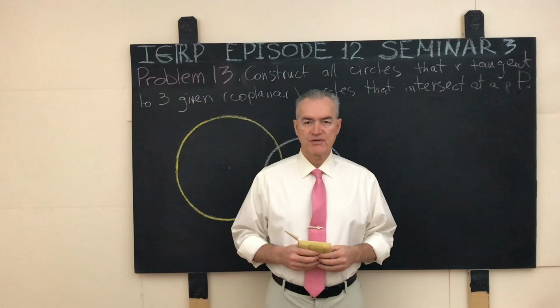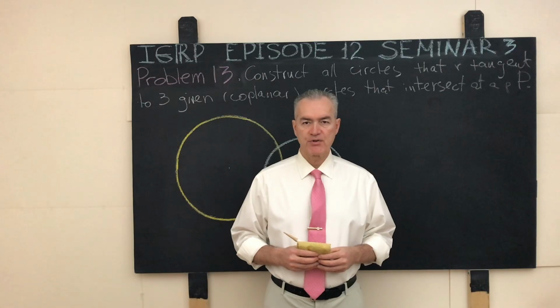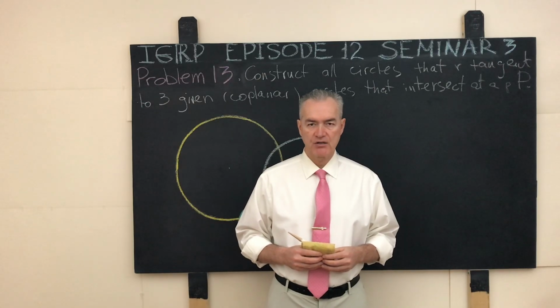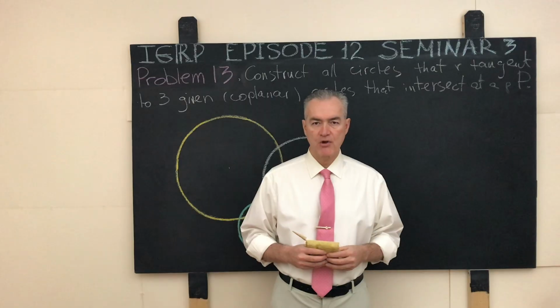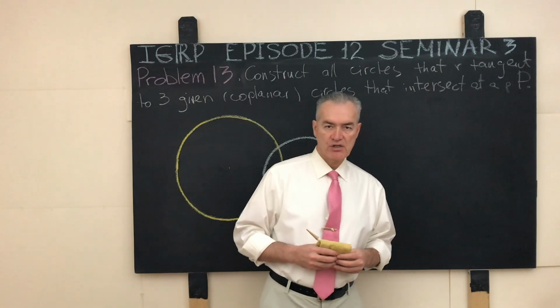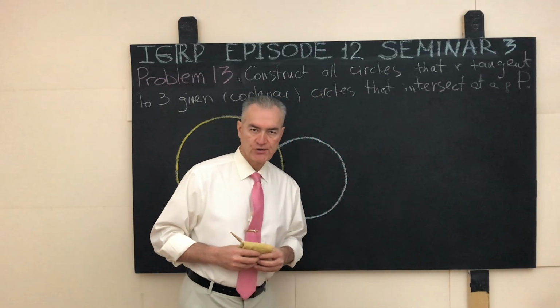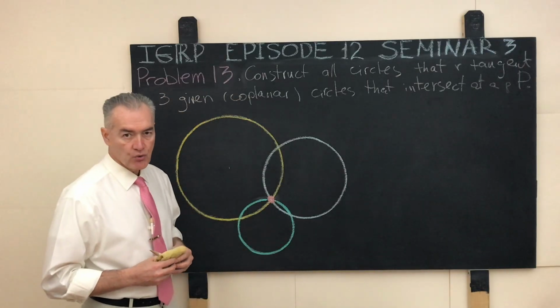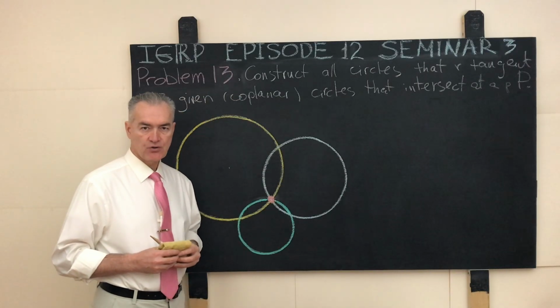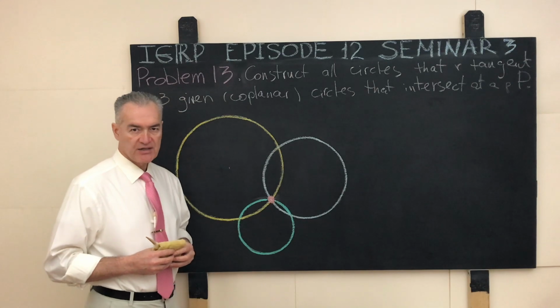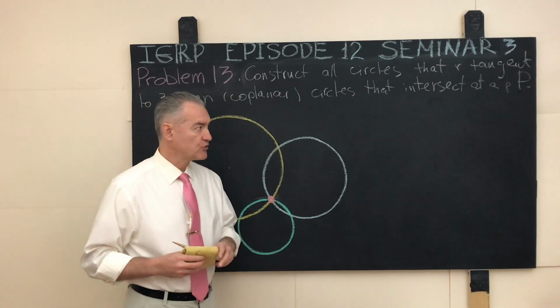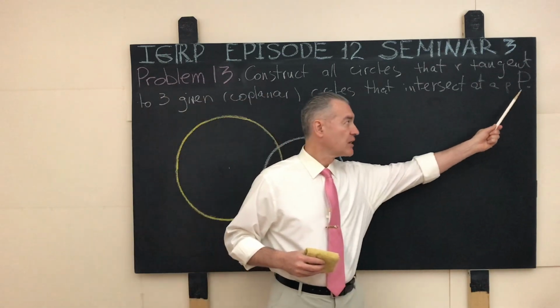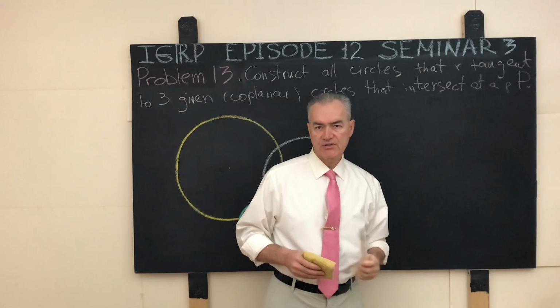Welcome to an elementary synthetic geometry-based introduction to inversion of the real plane with respect to a circle course, episode 12, seminar 3, in which we will solve our next problem, 13, in which we're asked to construct all circles that are tangent to three given fixed coplanar circles that intersect at a point to which we will refer as P for the sake of definitiveness.